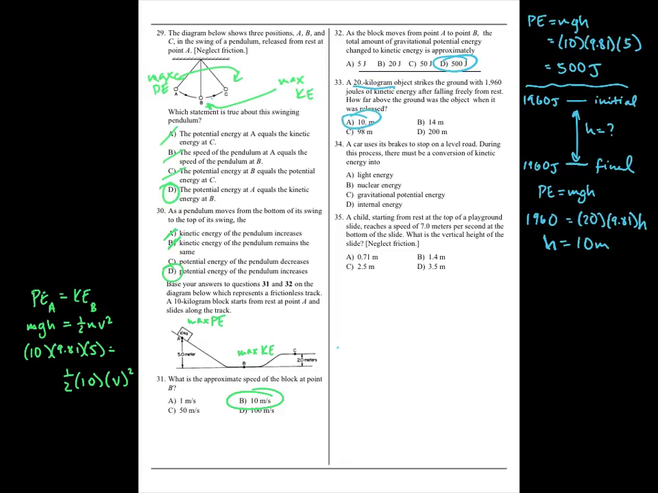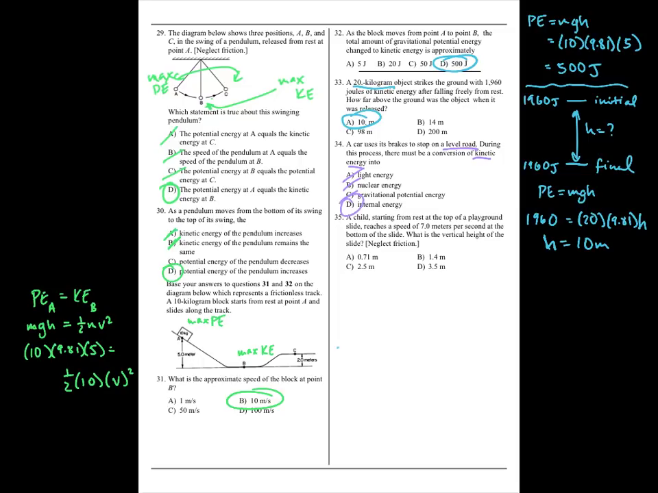Okie dokie, number 34. A car uses its brakes to stop on a level road. During this process, there must be a conversion of kinetic energy into what? Now, let's keep in mind, when it's stopping on a level road, we're still maintaining the same height. So gravitational potential energy is not the answer, because we're still staying on the same level elevation. Now, should it change into light energy? Do we see any spurts of light shining in our eyes? No. Nuclear energy? Also a no. The only valid answer here is internal energy.